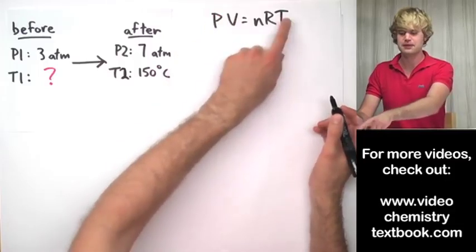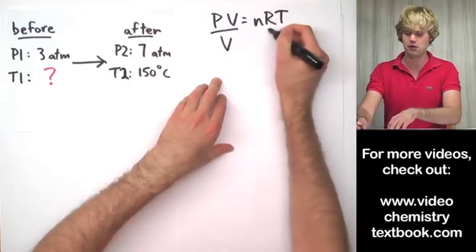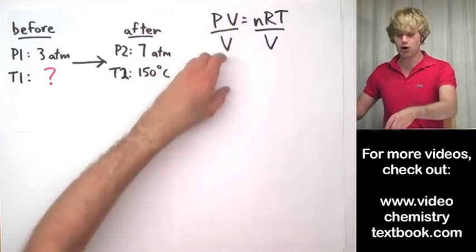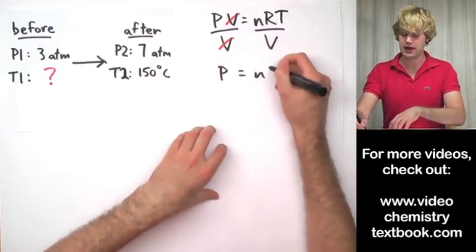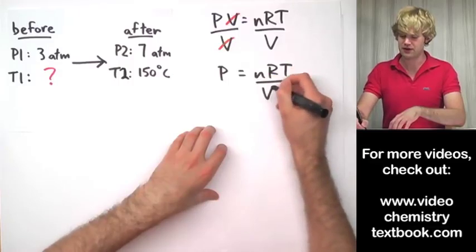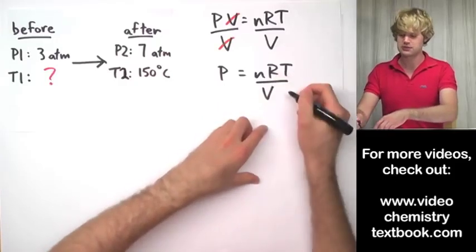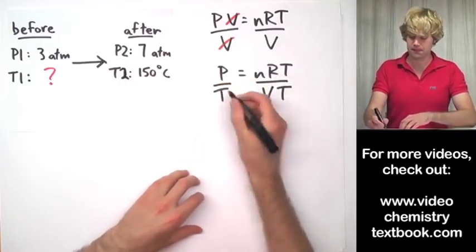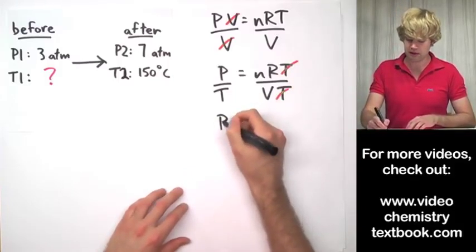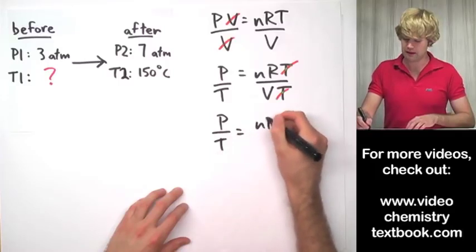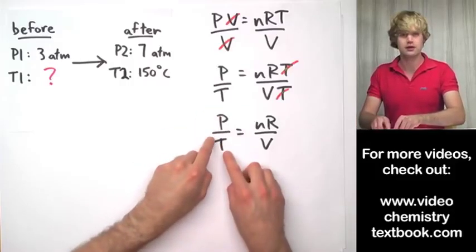So to get P and T by themselves, I'll first divide both sides by V here. And then V over V will cancel out. So now I have P equals nRT divided by V. And I want to get T on the other side of the equation so it can join P. So I'll divide both sides by T. And now T over T cancels out. And I'm left with P over T equals nR over V. Okay, so we have P over T on one side of the equation.